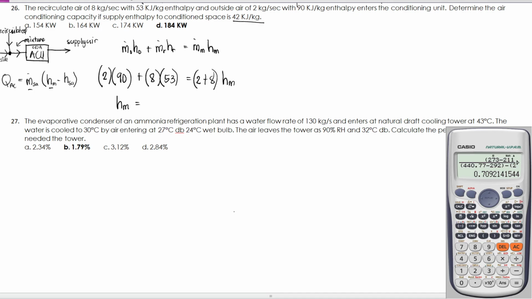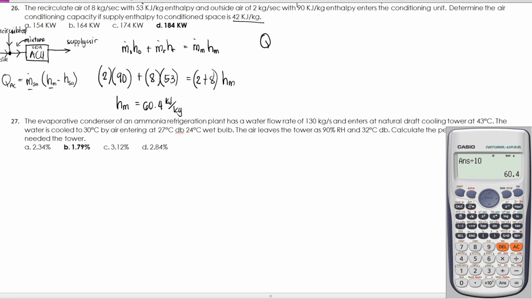So, solve natin. Ayan. So, 2 times, lagay ko lang ulit dito sa tabi, 2 times 90 plus 8 times 52. Ayan. Tapos, divide lang natin sa mass ng mixture na 10. Ayun. So, the enthalpy of the mixture is 60.4 kilojoules per kilogram. So, okay na yung mga enthalpies natin at yung mass naman nga ng supply air ay summation lang ng mass ng dalawa.